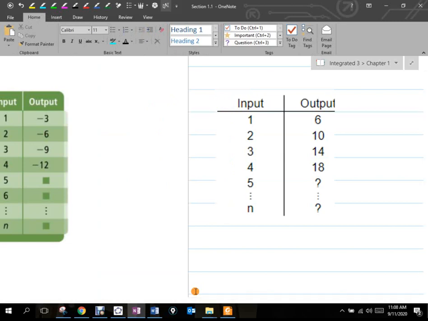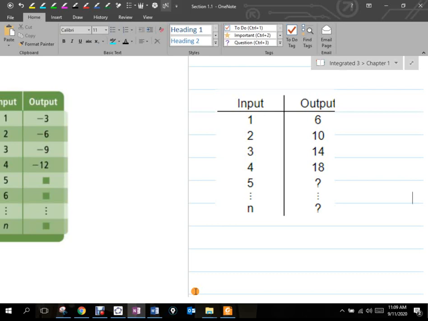So when we look at this, I want to give you the idea: what can I do with the 1 to make it a 6? Well, I could add 5. Does that then give me the same thing when I go from 2 to get to 10? Well, not really, so I'm not adding 5.